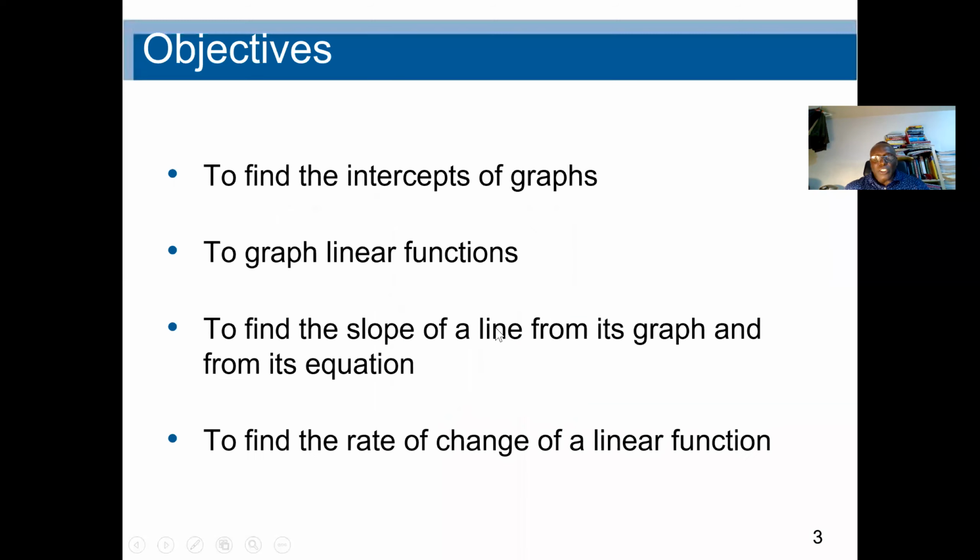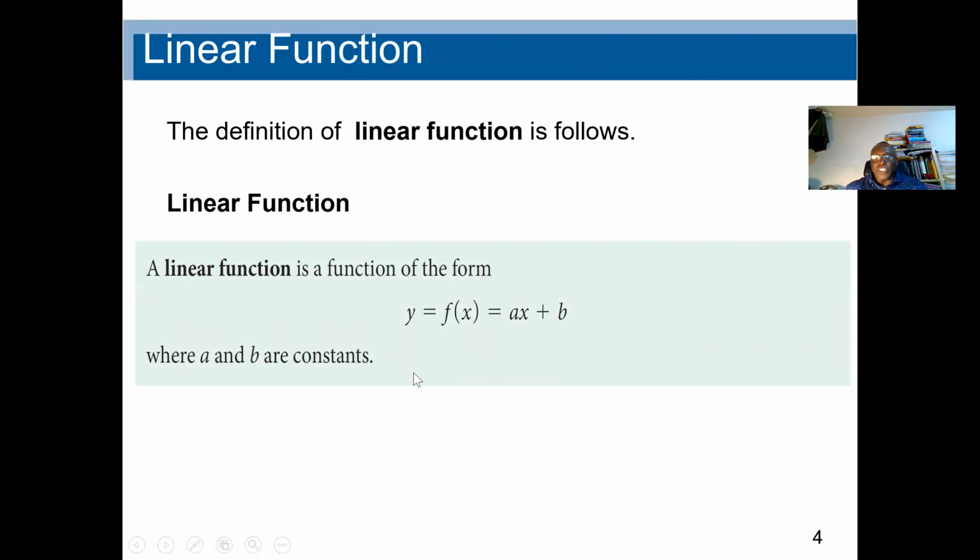So again, linear functions. We are going to study how to find the intercept of a graph, also how to graph a linear function, and how to find the slope of a line from its graph and also from its equation. Also to find the rate of change of a linear function. A rate of change of a linear function is almost the same way of finding the slope. In a linear function, the rate of change will be constant if all the points are on the line.